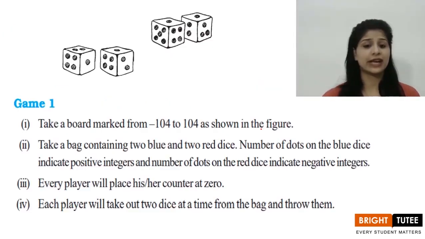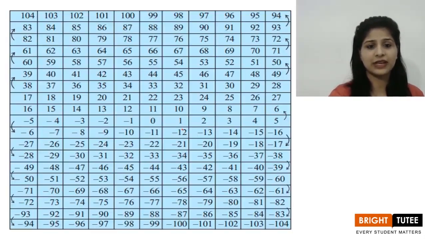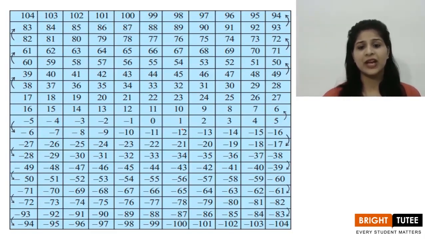Okay, so here is a game that I want you all to play along with your classmates or your siblings, whosoever is there with you. You will take a board, and the board should have markings from minus 104 to 104. I'll show you the figure where it is. Here you can see 104, and you see minus 104 here.